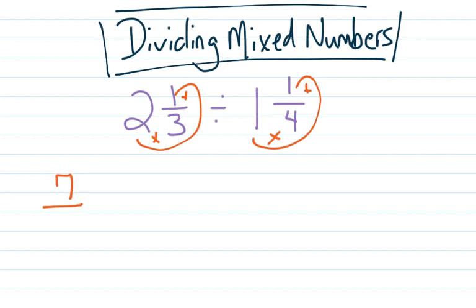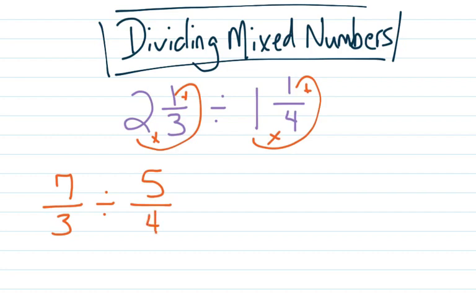And remember, where do I get my denominator? It stays the same as it was in the fraction portion of your mixed number. So the first improper fraction for 2 1/3 was 7/3. Now the second number here, 1 1/4. 1 times 4 is 4, plus 1 is 5. Where do I get my denominator? Well, it's the same as in that mixed number, so this one is a 4.